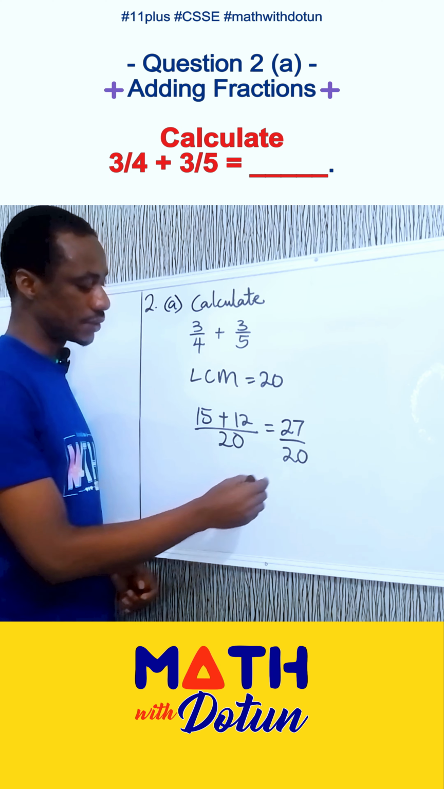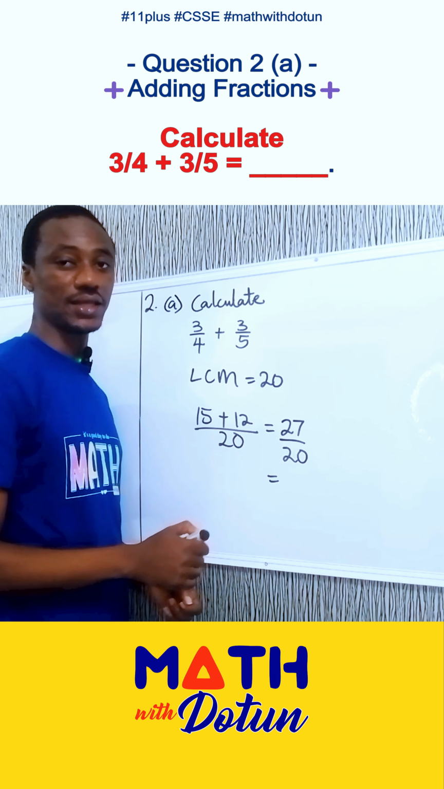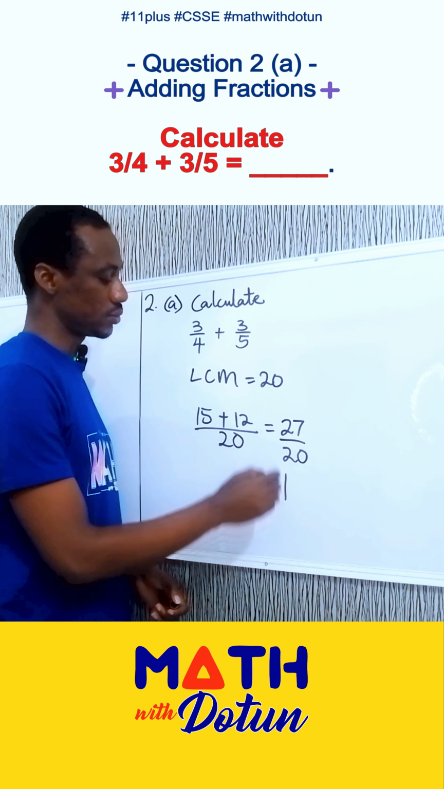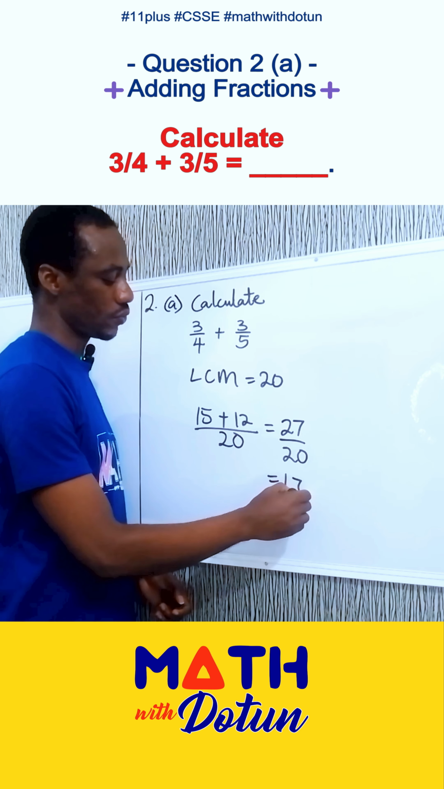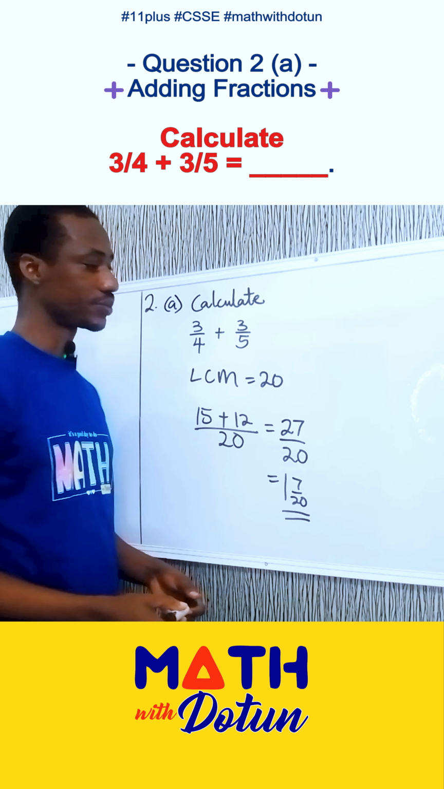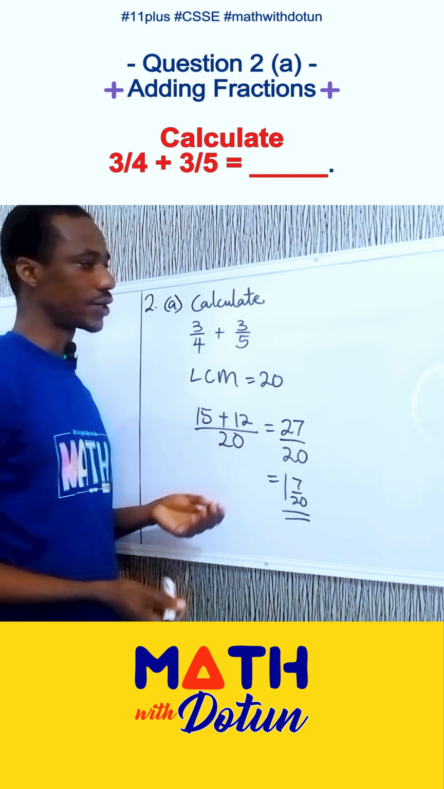And if we write this as a mixed number, we check how many 20s are there in 27. 1 with a remainder of 7 over 20. That's the answer. I talked about the equivalent fraction method.